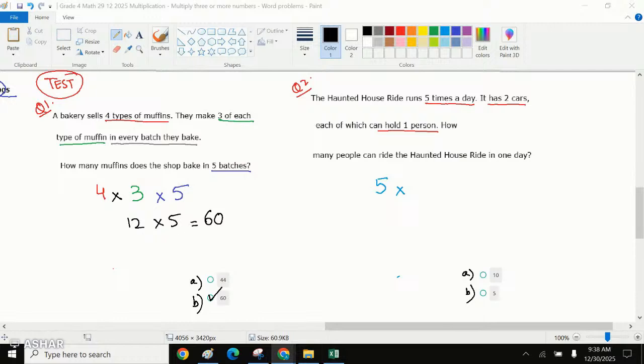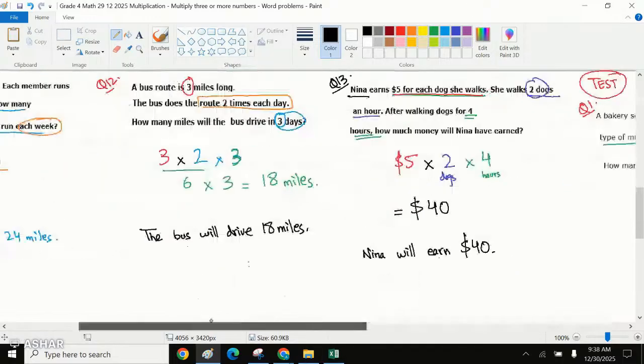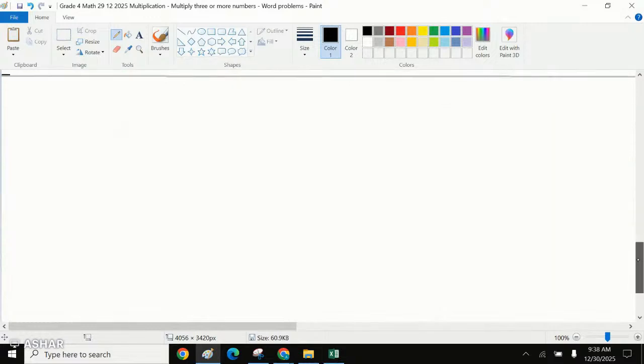Agreed? So what will it be? Yes, thank you. That would be 10, thank you, May. That is option number A. So let's click on option number A. It would show us whether it's correct or incorrect. So I'll just finalize that. 2 cars multiplied by 1 person, which can hold 1 person, that would be equal to 10. And we click on option number A. That's the correct answer. Let's try another question from this.